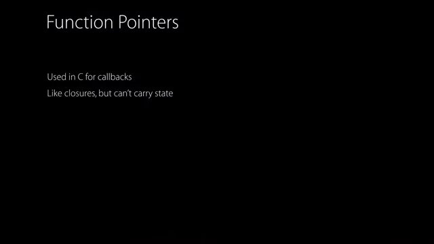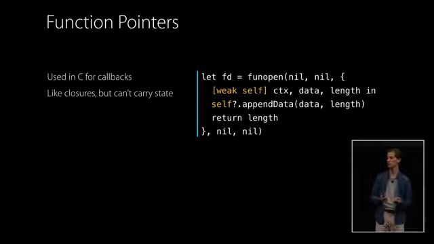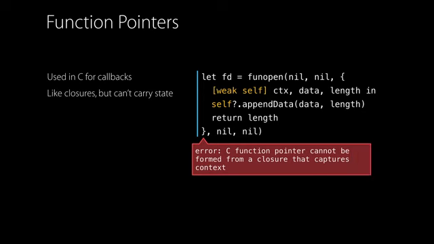What do I mean by that? Let's say I'm in Swift, and I'm trying to call this C function funOpen. It takes a lot of arguments. You don't have to know what they all are. One of them is a callback. In this callback, I'm trying to use self to do something. Now, self is not an argument to this closure, so it has to be stored away somewhere for the closure to access later. That's what we mean by a closure carrying state. So when you try to use this closure with this API, you get an error message.